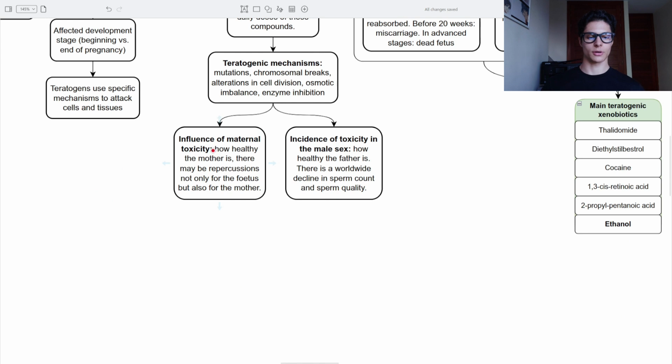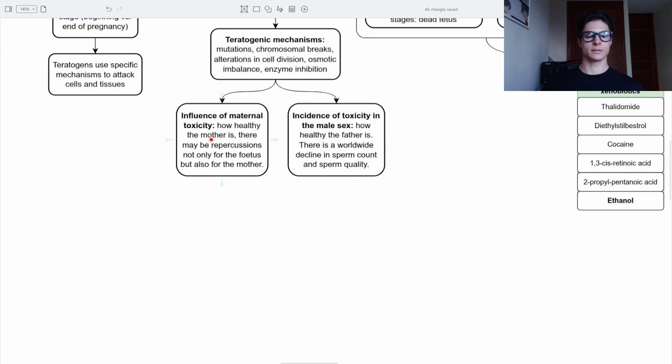There is also the influence of maternal and paternal toxicity. So how healthy is the mother? There may be repercussions not only for the fetus but also for the mother. And taking a look at the male sex, how healthy is the father? There is a worldwide decline in sperm count and sperm quality, so this is a factor we need to take into account.